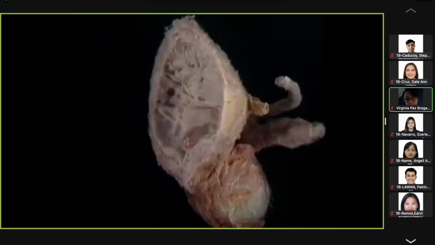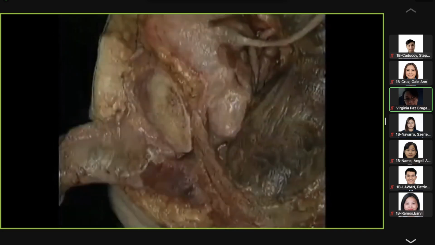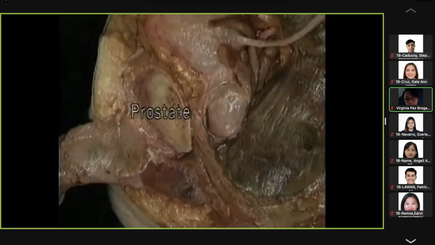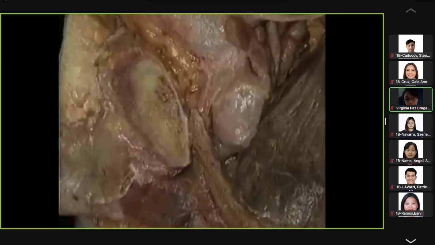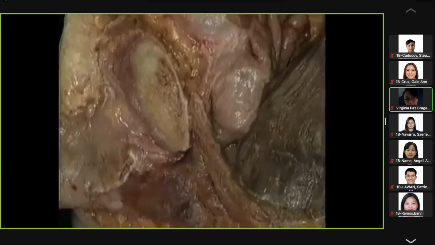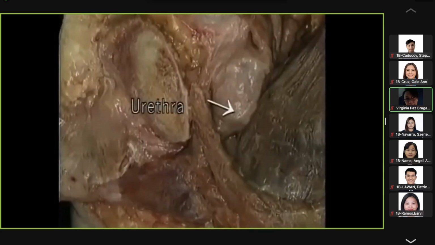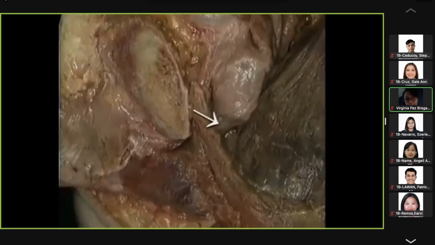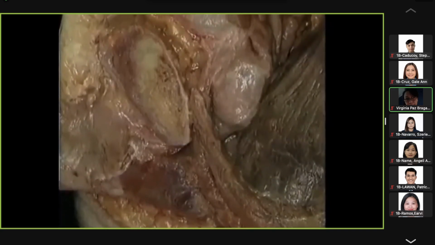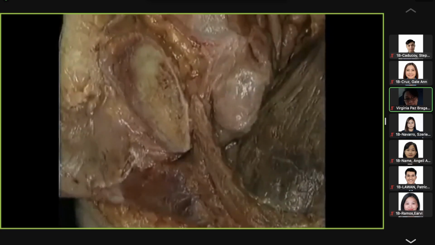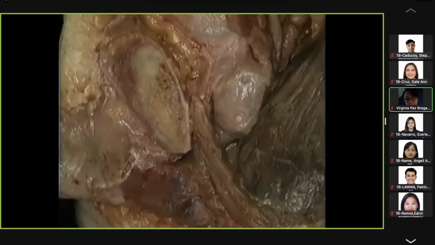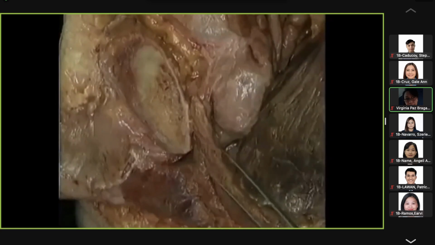In the male, the first part of the urethra passes downwards through the prostate. The prostate, or prostate gland, consists of smooth muscle interlaced with glandular tissue which secretes a portion of the seminal fluid. Down here at the apex of the prostate, the urethra emerges. The proximal part of the urethra, the membranous urethra, passes downward through the sling of muscle that forms the pelvic diaphragm.